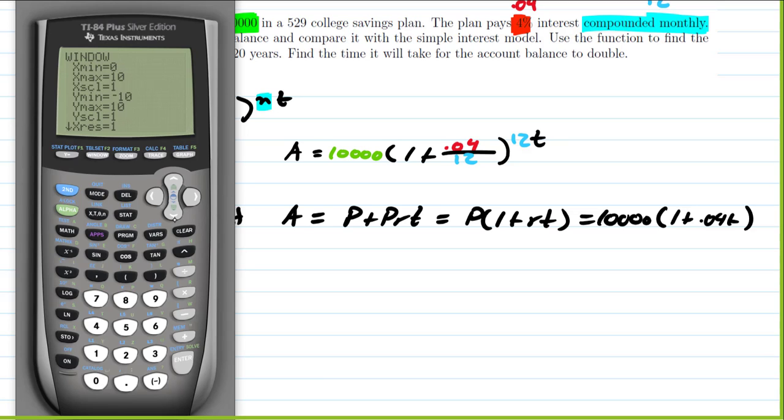So we'll make x min 0. Let's make x max 30. We'll leave our x scale at 1. Let's make our y min 10,000, because that's where we start. We eventually want to know about doubling, so double 10,000 is 20,000, so we'll just do 30,000 to be safe. And then we'll go ahead and make our y scale in the thousands. If we press graph, we'll now get what our curve starts to look like.